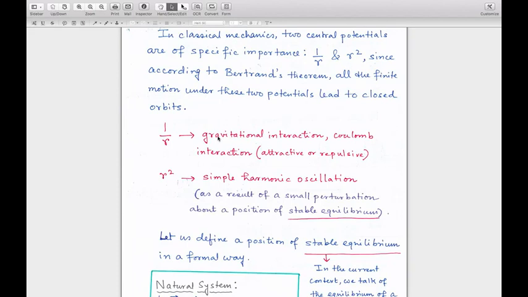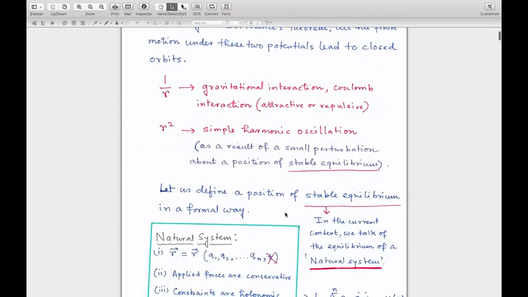The 1 by r potential is also important because in nature we can see it to a large extent of spaces. For example, gravitational interaction and Coulombic interaction. Gravitational interaction is always attractive in nature, but Coulombic interaction can be both attractive and repulsive. On the other hand, the r square potential is the one we see for the motion of simple harmonic oscillators. And this is the motion which is the outcome of a very small perturbation about a position of stable equilibrium.